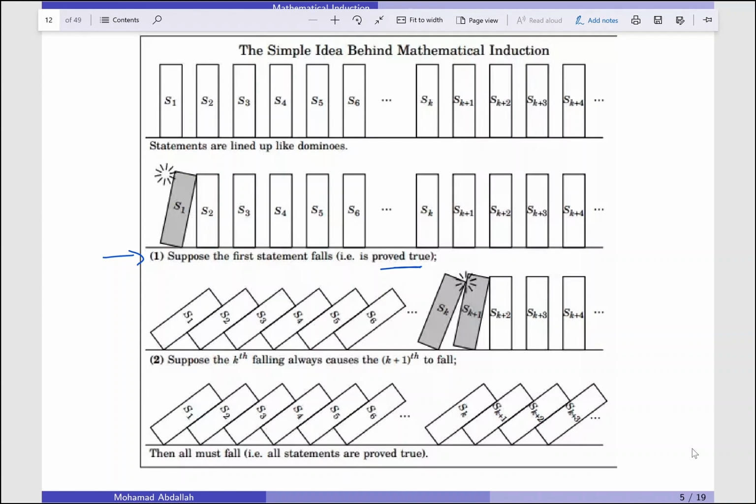So the first step, I need to show that the first domino is going to fall, which means that the first statement is true. The second idea is that I'm going to pick an arbitrary integer k, and I will assume that the kth domino is going to fall. So if Sk falls, Sk is going to hit Sk plus 1. If I can show that Sk plus 1 is going to fall, then all the dominoes will fall. So if I can show that if Sk is true, then Sk plus 1 is true as a statement, then all the statements will be true. And this will be the method that we call proof by induction.